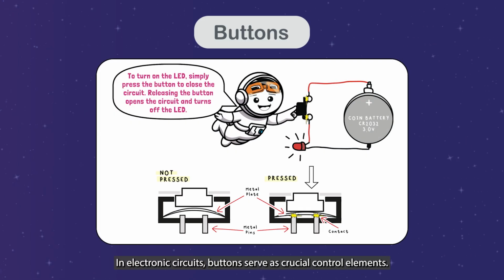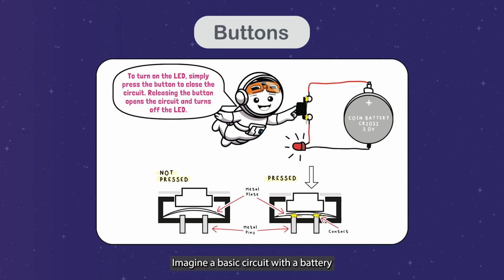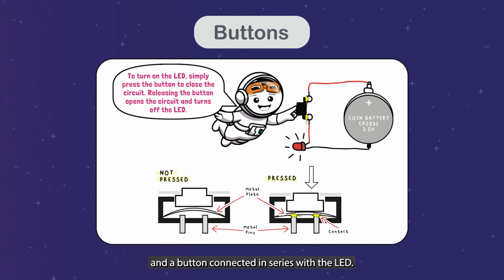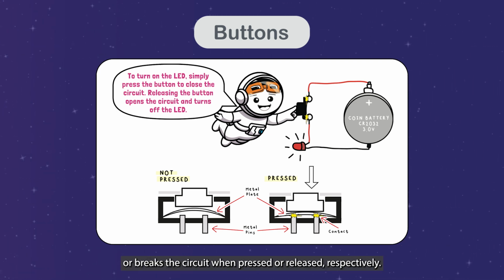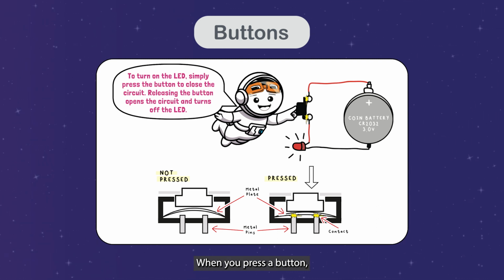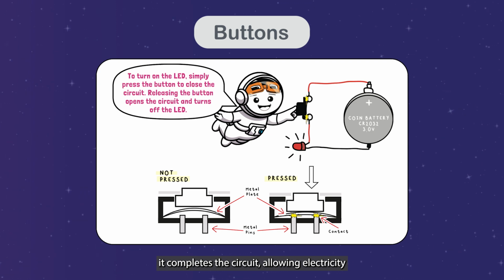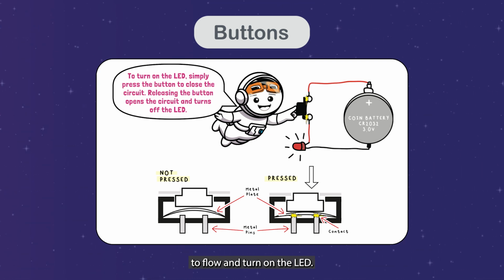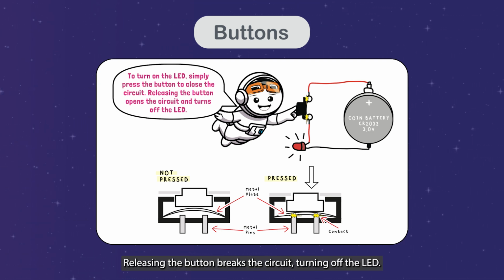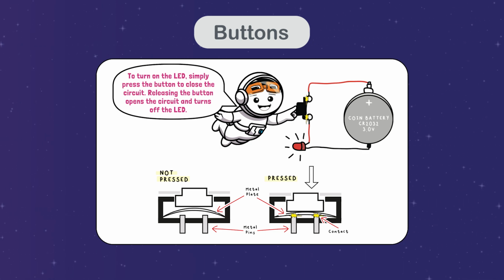In electronic circuits, buttons serve as crucial control elements. Imagine a basic circuit with a battery and a button connected in series with the LED. The button acts as a switch that completes or breaks the circuit when pressed or released, respectively. When you press a button, it completes the circuit, allowing electricity to flow and turn on the LED. Releasing the button breaks the circuit, turning off the LED.